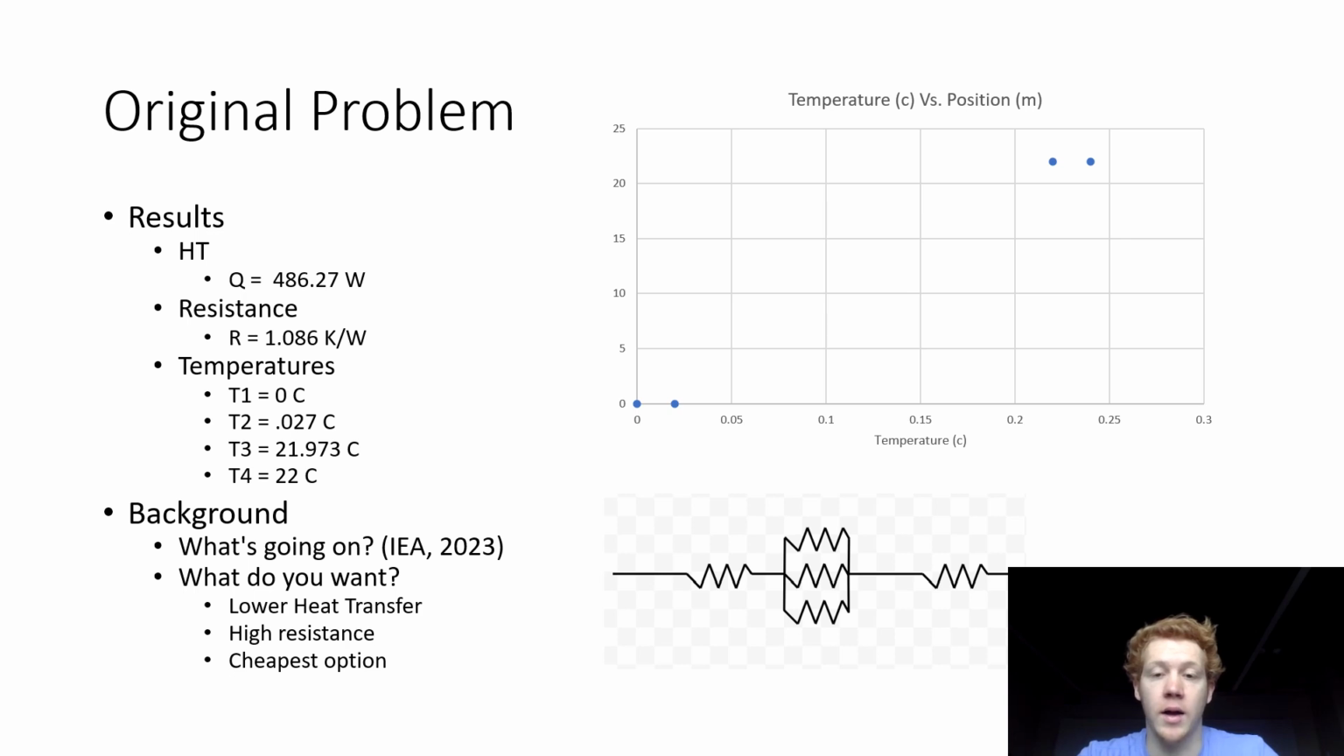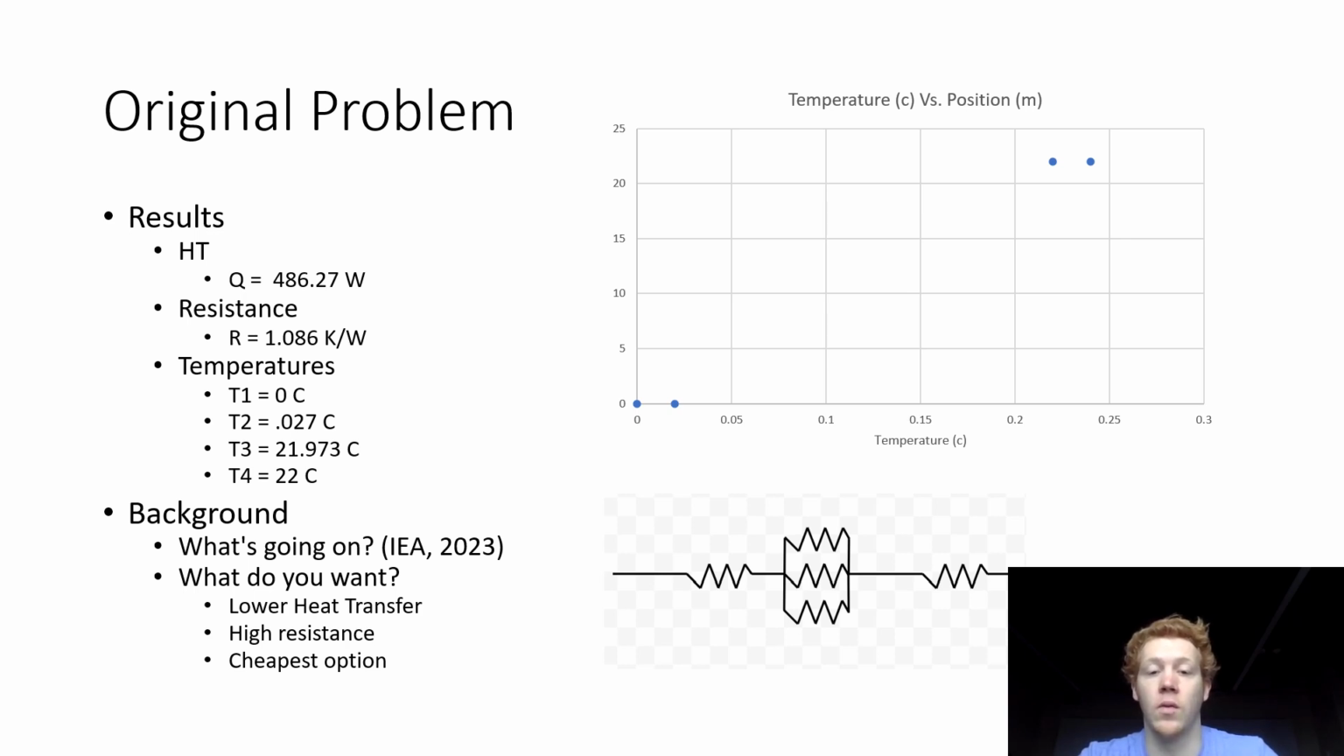I decided to plot a temperature versus position of the wall so that you could see at each point in the wall what the temperature was. I listed the temperatures. T1 was 0, T4 was 22 degrees Celsius. I knew this was the temperature difference, so I calculated the T2 and T3 value. As you can see, it doesn't make a big difference.